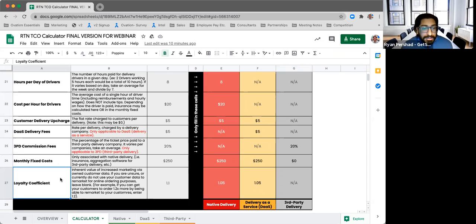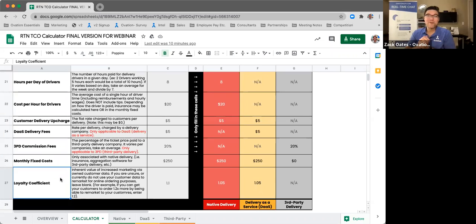And finally, we have the loyalty coefficient. So this is one that we went back and forth on, just to let you guys know. Do we include it? Do we not include it? And just to be very clear, Ryan's going to explain what this is, but if you want this to not be included, I'll show you how to remove the loyalty coefficient factor. But note that this is a very interesting point, and this is a huge differentiator of native and DaaS versus third party. So yeah, absolutely.